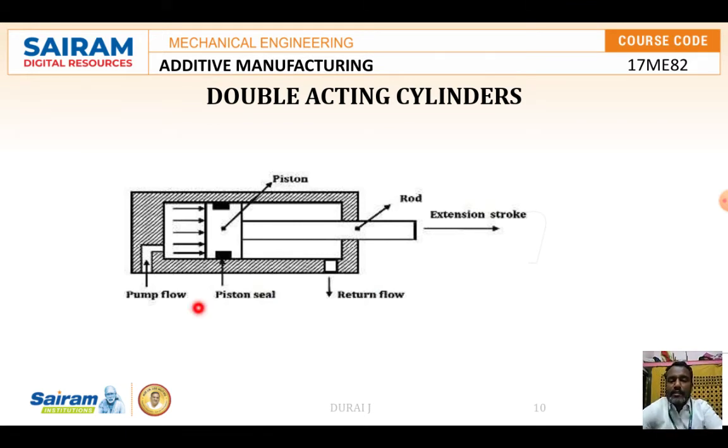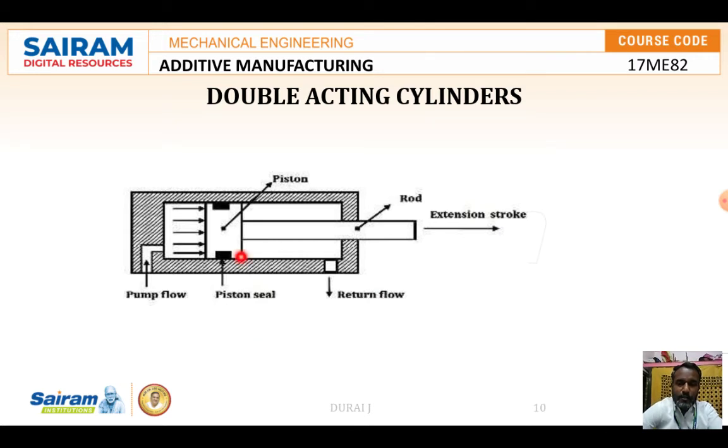In the double acting cylinder, with the help of the direction control valve, the fluid flow enters the inlet port. The force acts on the piston valves over here, so that it tries to push the piston from left to right. At that time, whatever fluid is available here goes via the return flow to the reservoir.